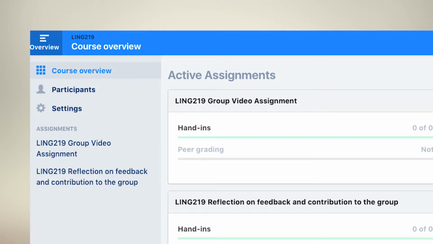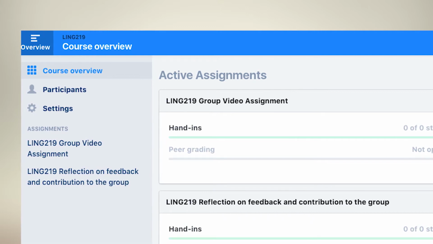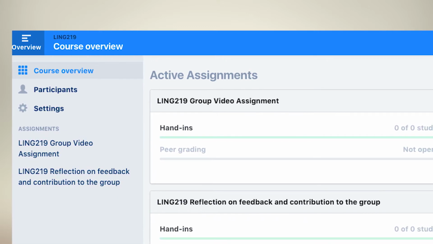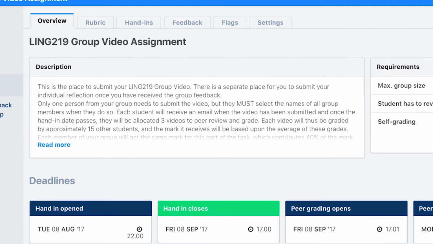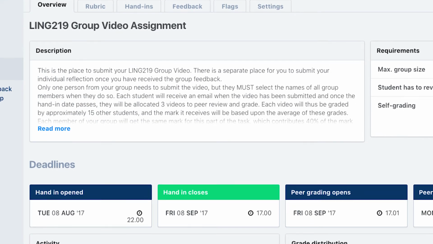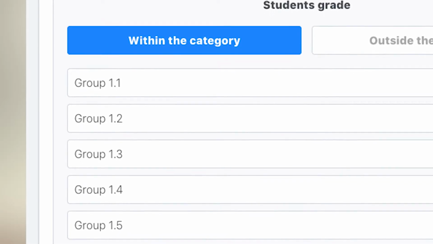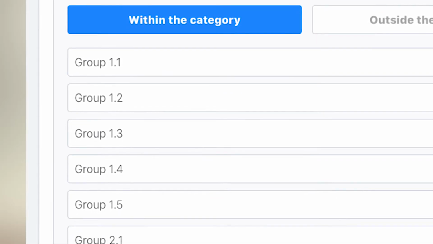So we set up the peer marking through PeerGrade, which allowed students to submit a link to their video and then allocated about 5 to 15 students in the class to anonymously peer review them. The system then allocates who marks what, and you have various controls over this. So I specified with this that each student would mark 3 videos.